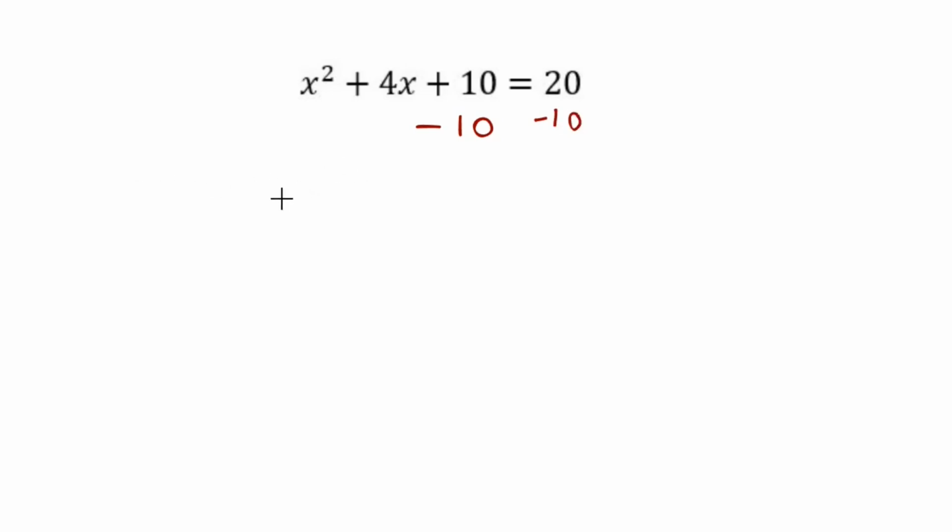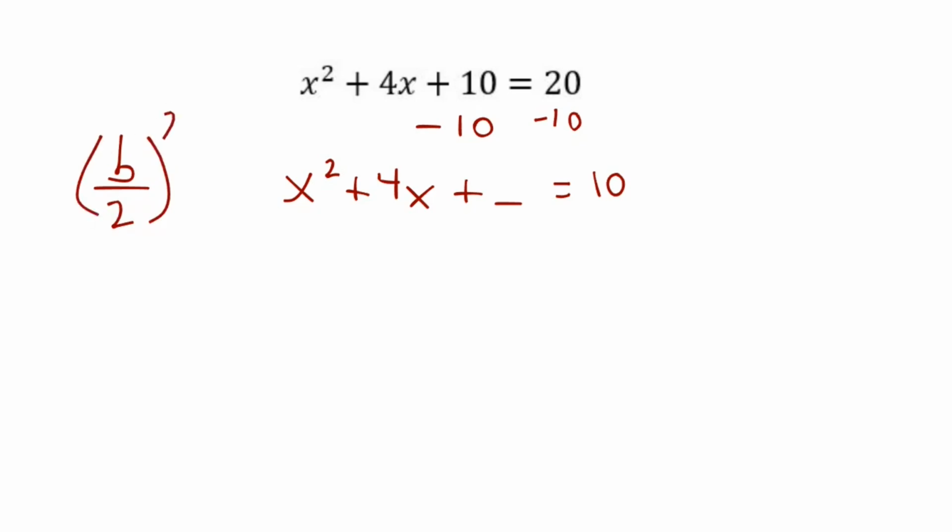Okay, so let's rewrite that. We have x squared plus 4x plus blank, what we don't know yet, equals 10. So what goes here? Remember, (b divided by 2) quantity squared. Now what is b from this quadratic? b is 4. So that's why I brought up the standard form of a quadratic, ax squared plus bx plus c, because you need to know what is a, what is b, and what is c.